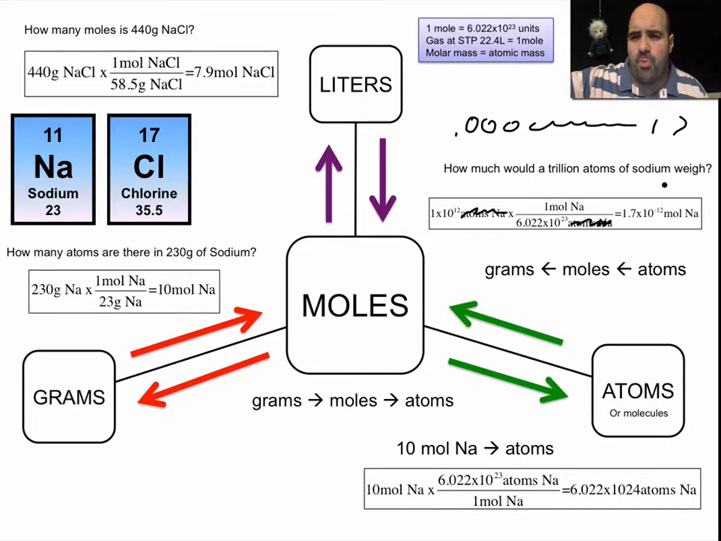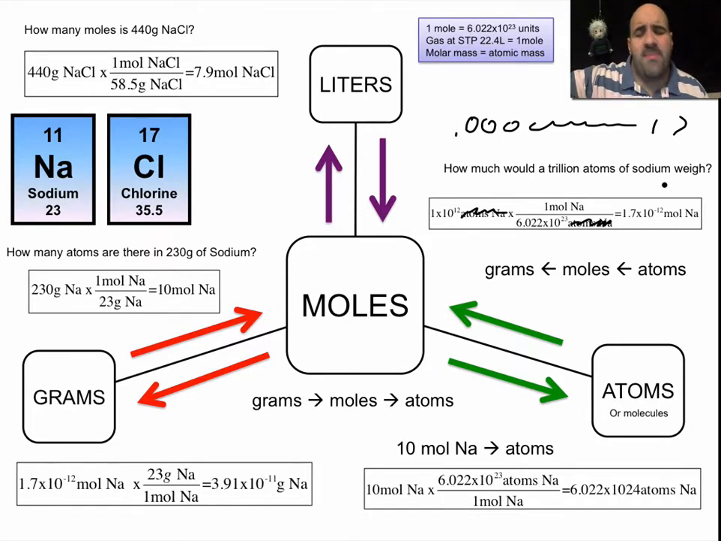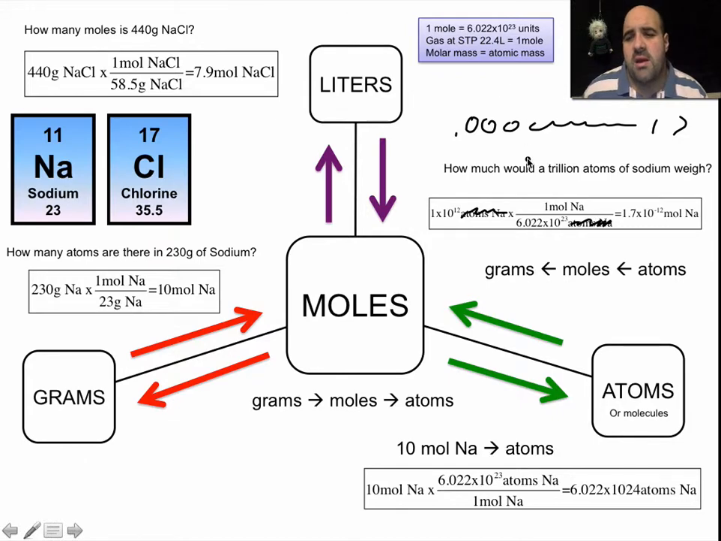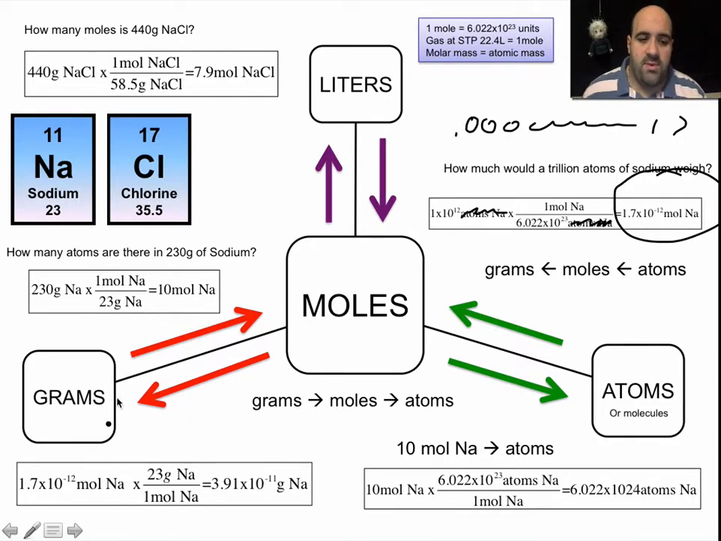And our next step is to now convert this number, 1.7 times 10 to the negative 12 moles, into grams. So we're just going to do a mole to gram conversion. And we're going to start with what we want to convert. We're going to start with this, and we started with that right here. Moving down here now. 1.7 times 10 to the negative 12 moles of Na times, well, moles of Na goes up here. And we have moles of Na down here.